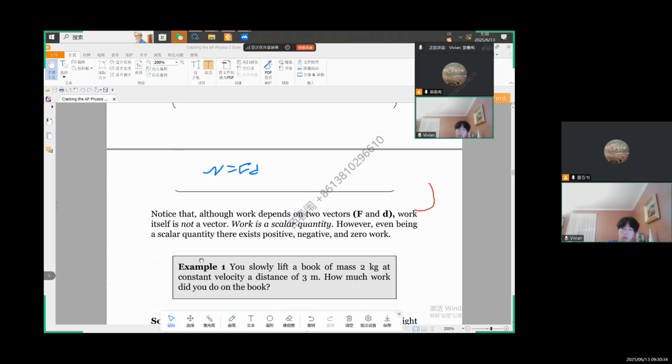Lift up just 2 kg. You lift it at constant velocity. Well, constant velocity means there's no acceleration. So the force is just 2. So 2 times 3 is 6. Hey, the mass is 2.